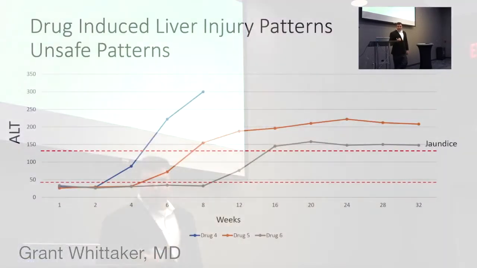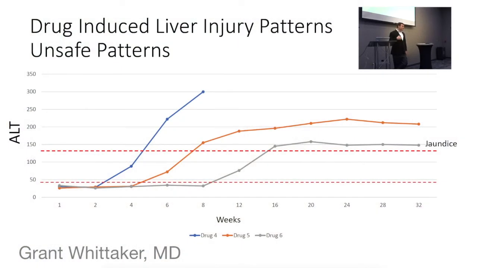What are the unsafe patterns? If it goes up and keeps climbing, higher than 3 times the upper limit of normal, that's dangerous. You want to stop the drug. That first example with the blue is going up to above 300. Stop that drug. It's not worth it. The next example is where it goes above 3 times the upper limit of normal and then plateaus. Well, it's hanging out above that 3 times the upper limit of normal. Still not a good idea to continue it. Stop that drug.